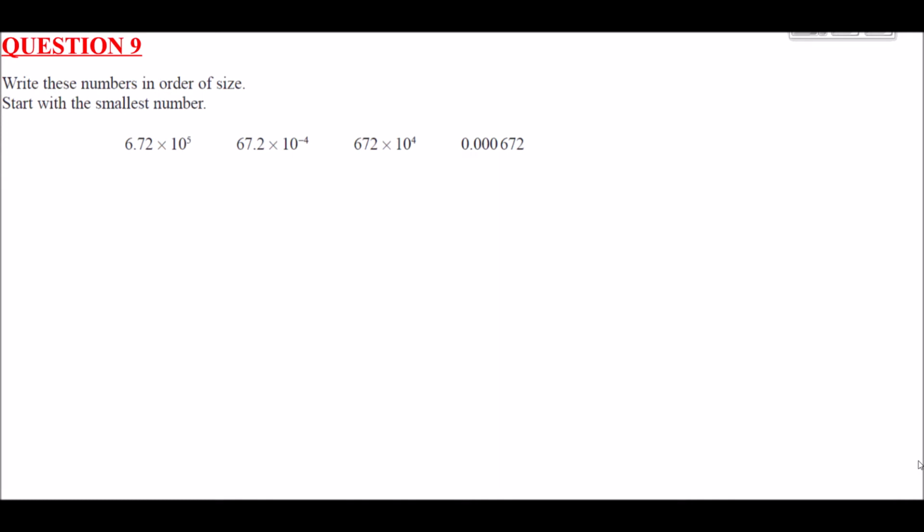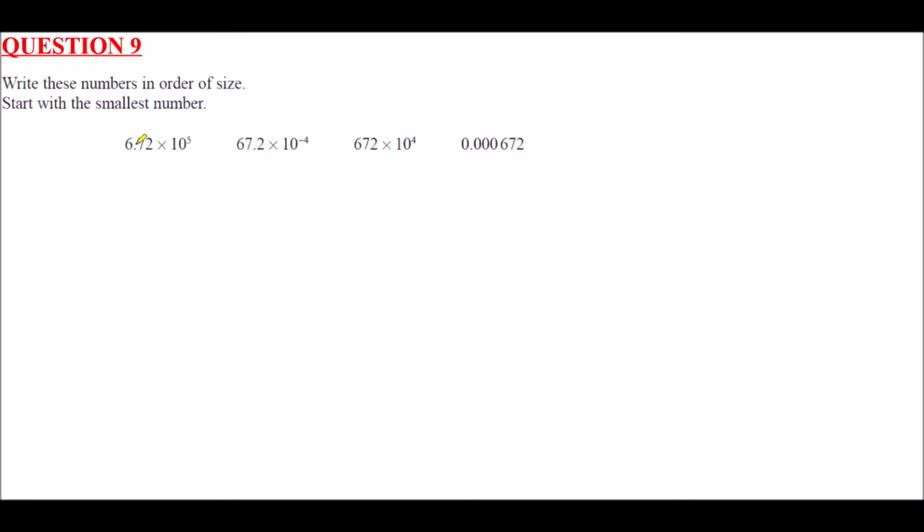Number 9, we have to write these numbers in order of size, starting with the smallest. So these are a mixture. That one's in standard form. That one's not in standard form because it's a number bigger than 10 times 10 to a certain power. So it looks like it's in standard form but isn't quite. That again is times 10 to a certain power. That's looking like a normal number. You could either change them all into standard form, or what I'm going to suggest you do here is change them all into just normal, honest-to-God numbers.